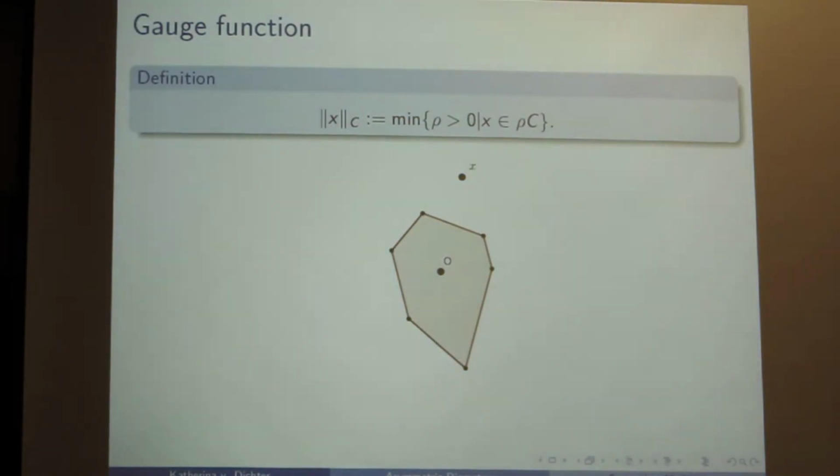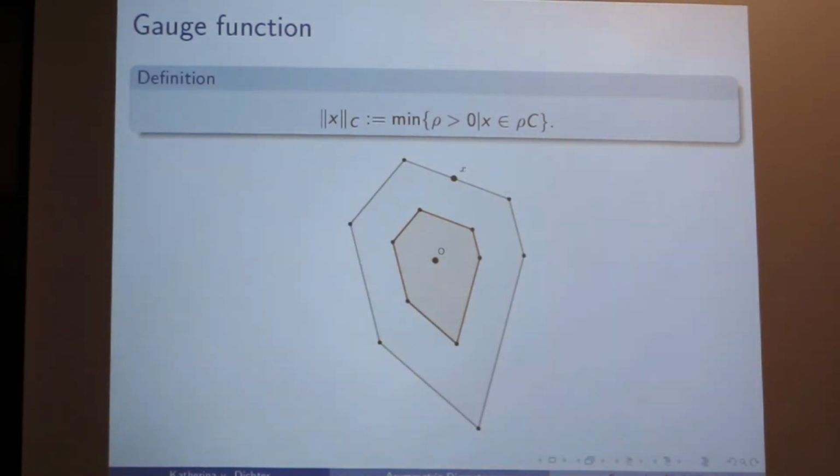The gauge function, which is also called the asymmetric norm, is defined like this. This is again our hexagon. Now we fix the center, and we want to find the distance from x to this hexagon, and this will be the gauge function of x with respect to C. What we do is rescale our hexagon so that this point belongs to it, and the smallest rescaling factor will be our gauge function.